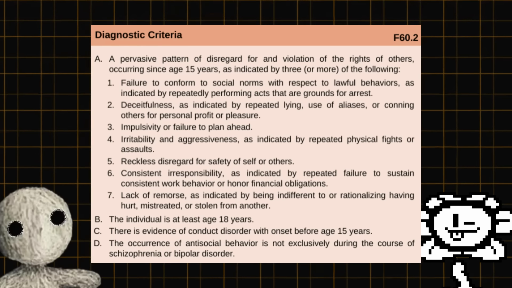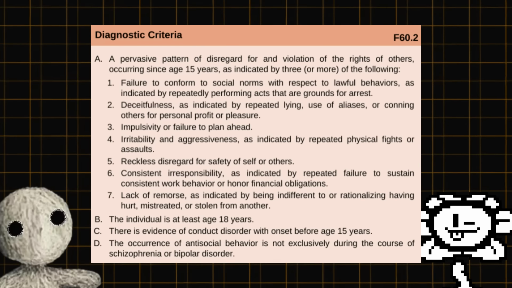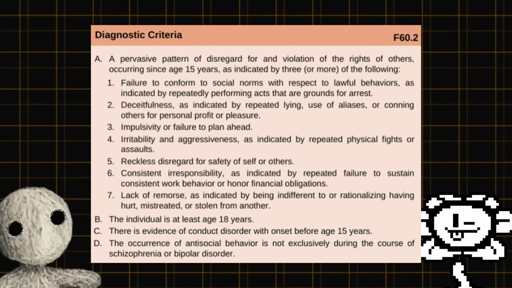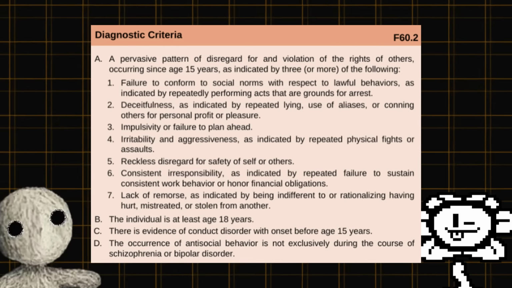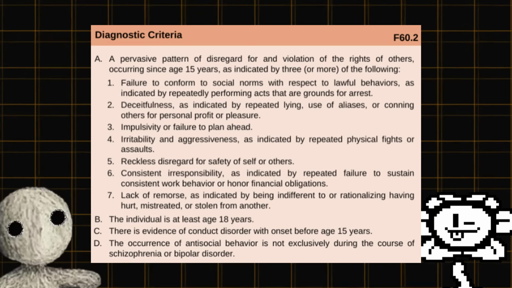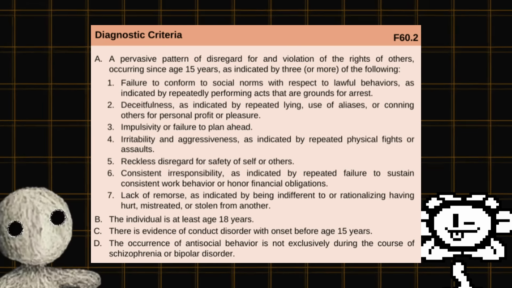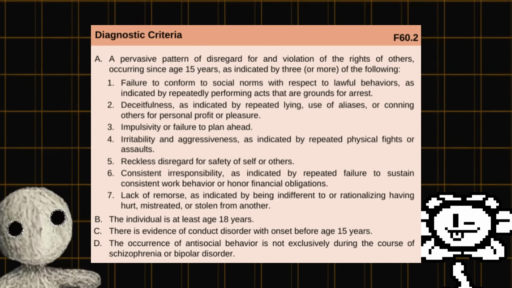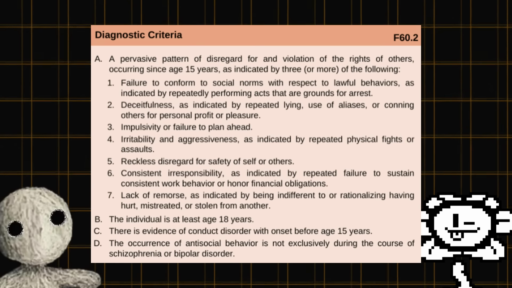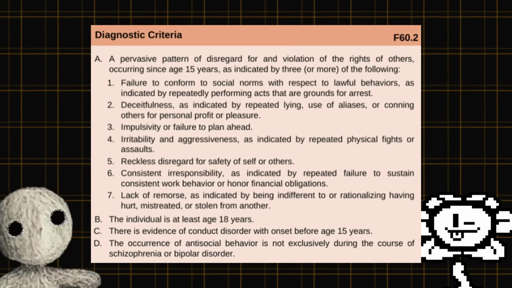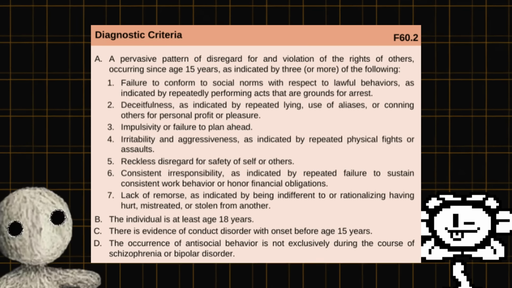I would assume that in many routes before that Flowey has taken, Undyne has taken issue with their behavior, and so I would say that Flowey definitely meets the criteria for number 1. I feel that Flowey also meets number 2, deceitfulness as indicated by repeated lying, use of aliases, or conning others for personal profit or pleasure.